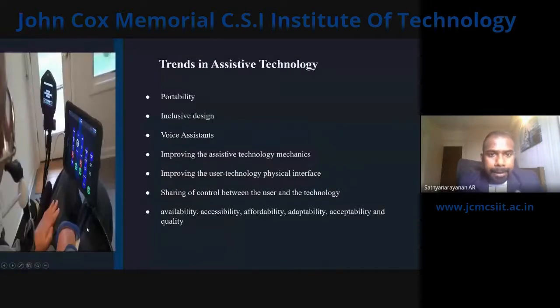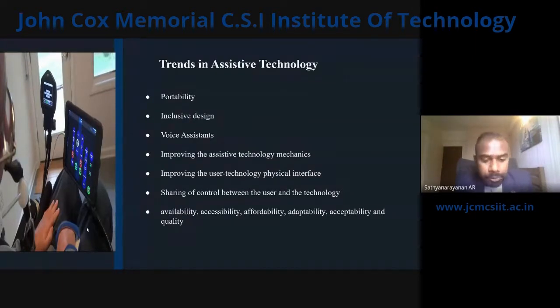All right, these are the various trends in AT technology: portability, inclusive design, voice assistants, improving the AT technology mechanism, improving the user technology in the physical interface, sharing of control between the user and technology, availability, accessibility. In a broader perspective this is called inclusivity. It should be made for an inclusive society, and this is what the classification looks like. So there are various systems and various guidelines out there.